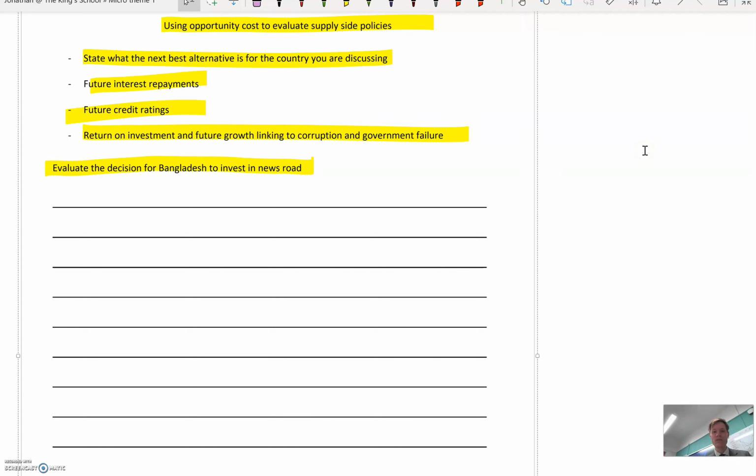You just shifted the LRAS, you just explained how it works. Now explain why the opportunity cost is a problem, and to what extent it might be a problem, using those points. You pause the video, give it a go.